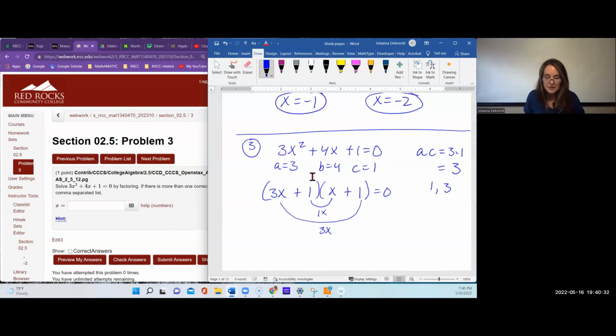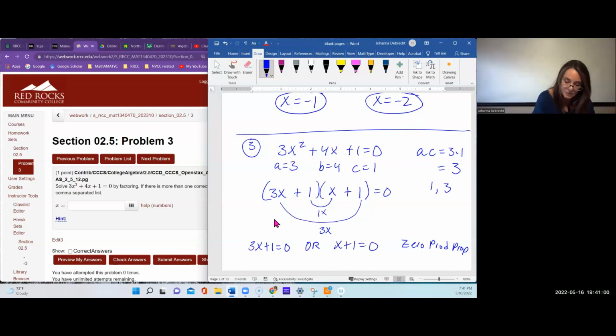1x plus 3x does add up to 4x, which is what I have here in the middle, so I know I've done it correctly. The zero product property tells me if I have one factor multiplied by another factor and I get 0, one of them has to be 0. Then I set 3x plus 1 to equal 0, or the other factor, x plus 1, to equal 0.